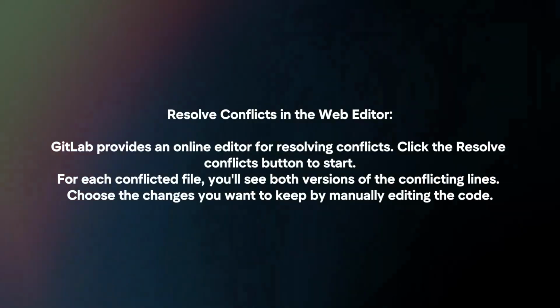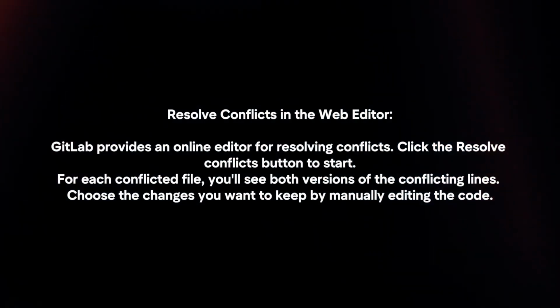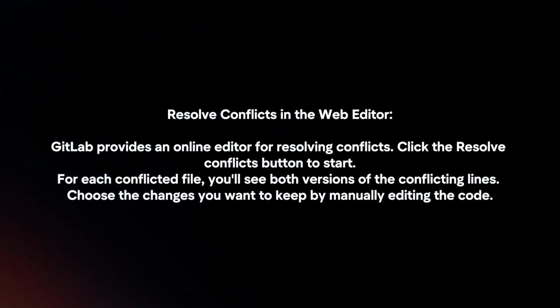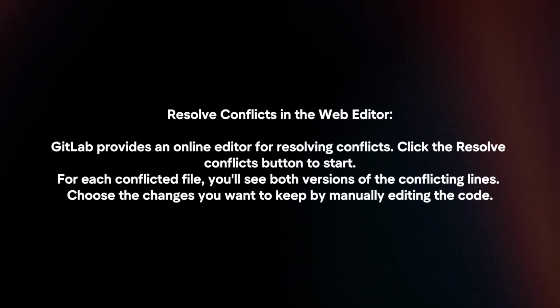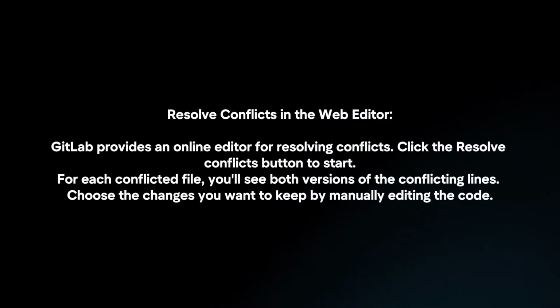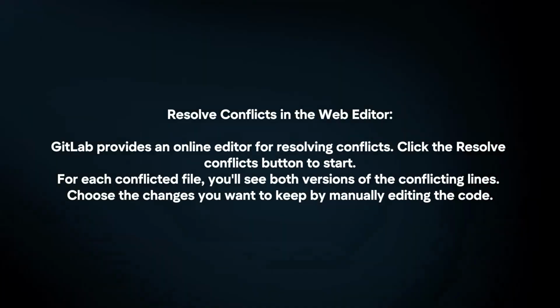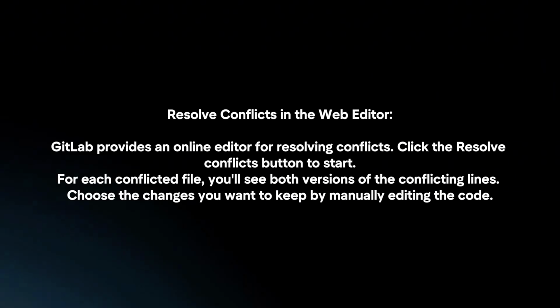Resolve conflicts in the web editor. GitLab provides an online editor for resolving conflicts. Click the Resolve Conflicts button to start. For each conflicted file, you will see both versions of the conflicting lines. Choose the changes you want to keep by manually editing the code.